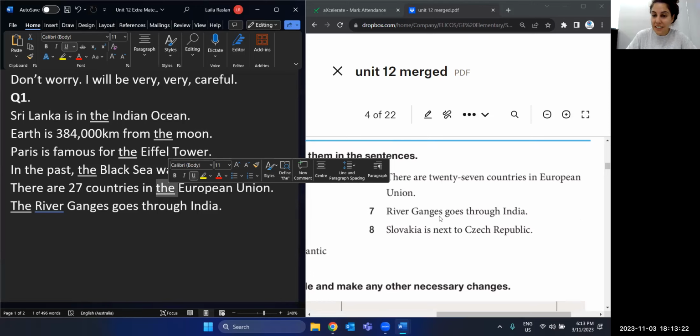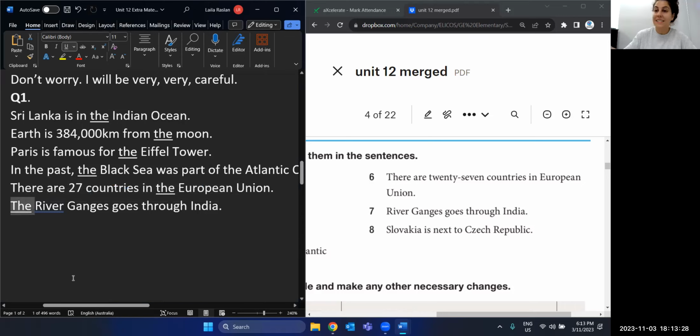Number 7, the river Ganges goes through. It's the name of the river. It's like saying the Amazon River. The river Ganges goes through India.